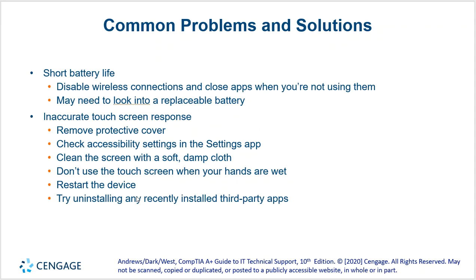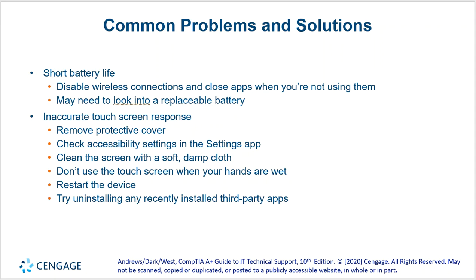So common problems: short battery life, disable wireless connections and close apps when you're not using them. You may need to look into replacing the battery. And also inaccurate touchscreen response could be inhibited by the cover. If the cover's too thick, check accessibility settings in your settings app. Clean the screen with a soft, damp cloth. Don't use the touchscreen when your hands are wet. It doesn't seem to pick things up very well.